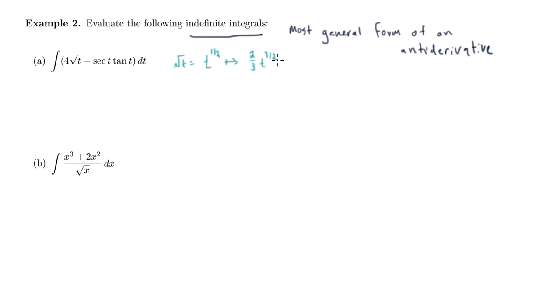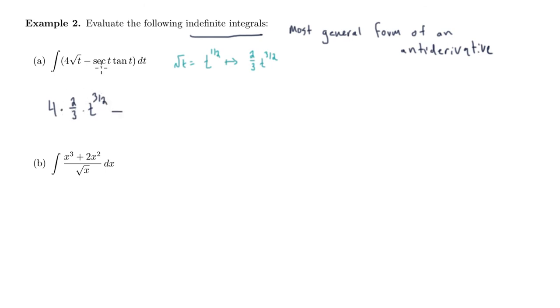And why do I know that? Well, remember, I add 1 to the power and then divide by the new power. So I get 3/2 as the new power, but then dividing by 3/2 is the same thing as multiplying by 2/3. Okay, so what I get here is 4 times 2/3 times t to the 3/2. So that's going to be an antiderivative of 4 square root of t, because if I go backwards and take the derivative, this will just be square root of t.